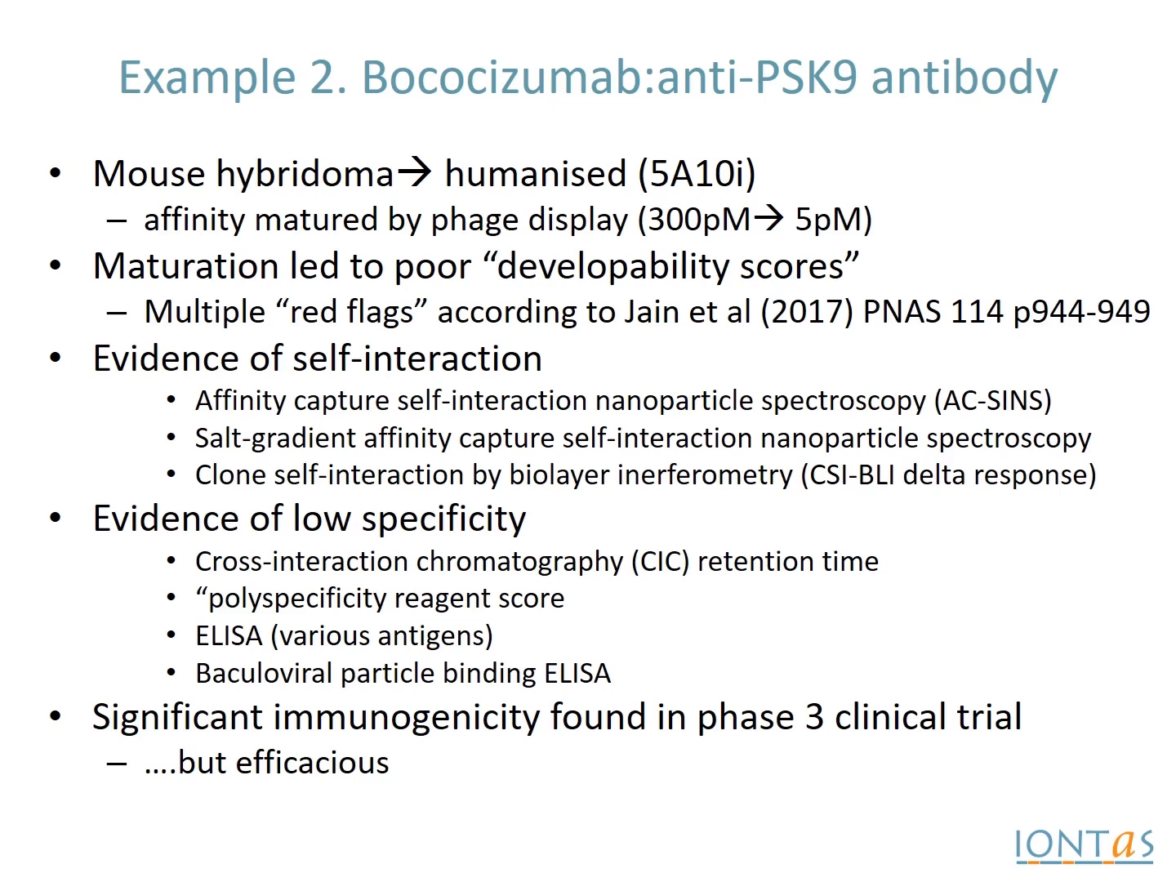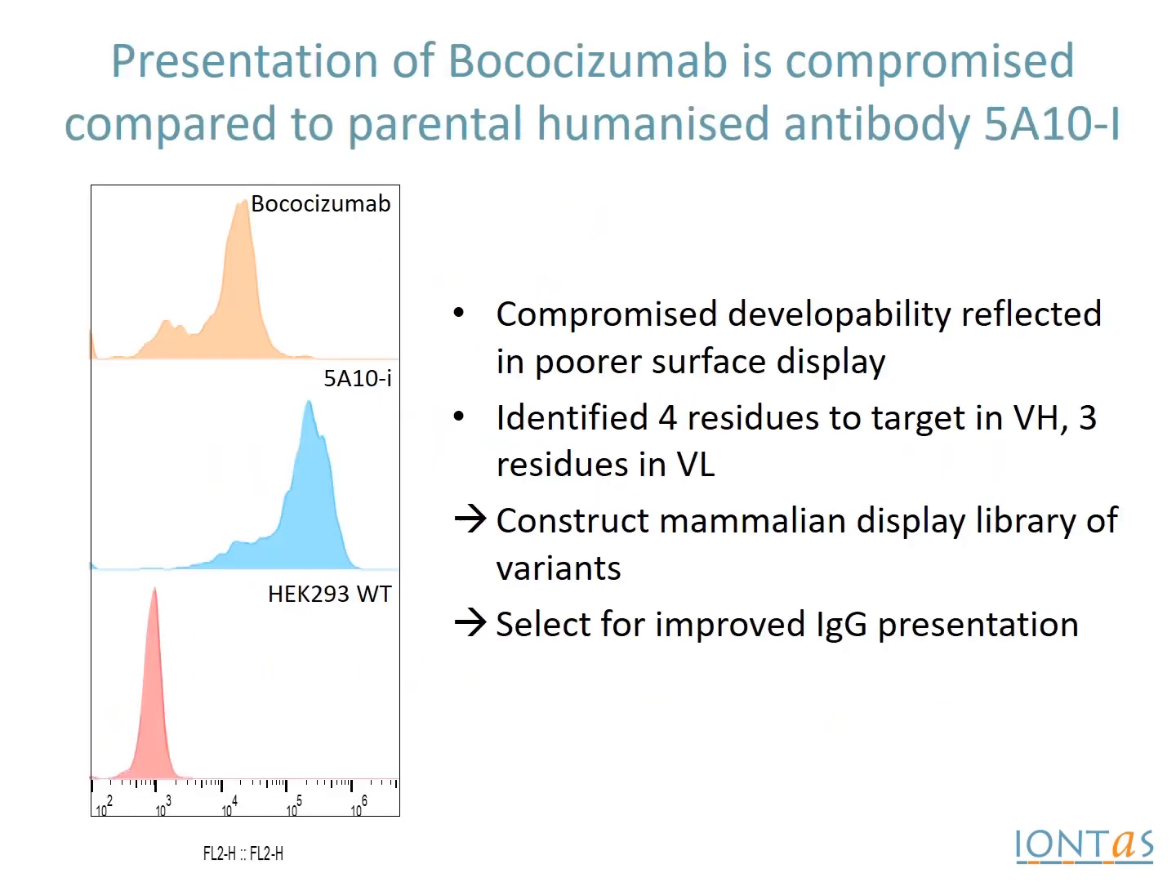So we took bococizumab and presented it by mammalian display, shown in the next slide. We can see here, by comparing bococizumab to the original humanized version, that the display levels were significantly less than those found on the humanized version, again suggesting that this antibody had potential, but problems were introduced through the affinity maturation.